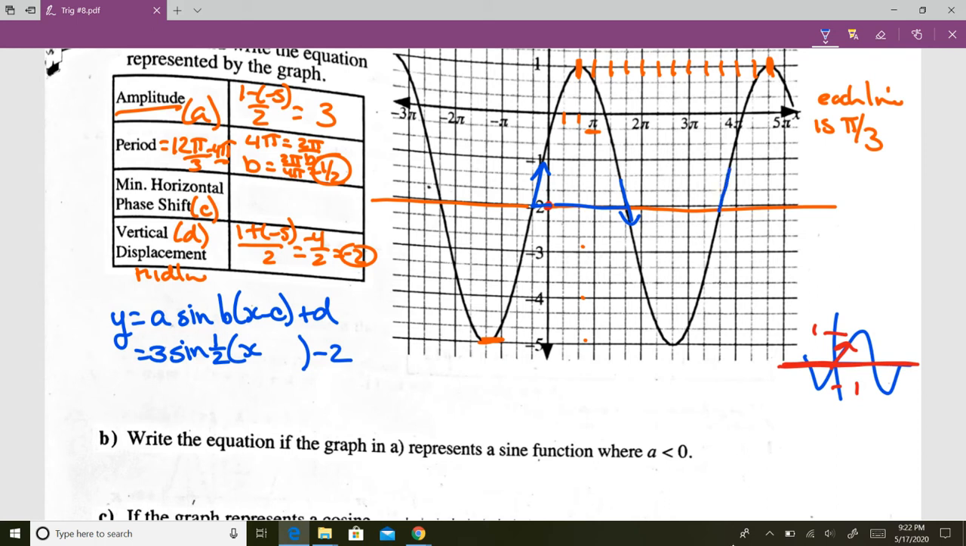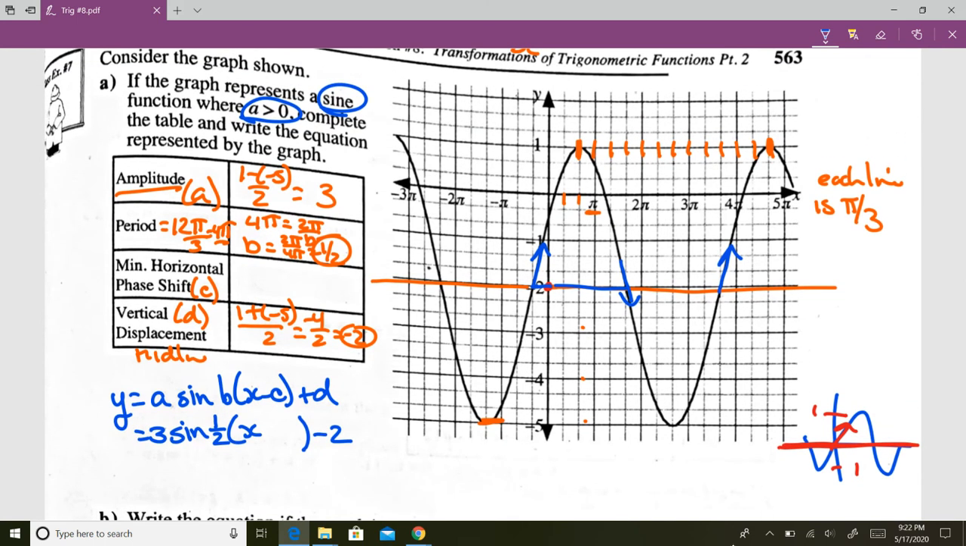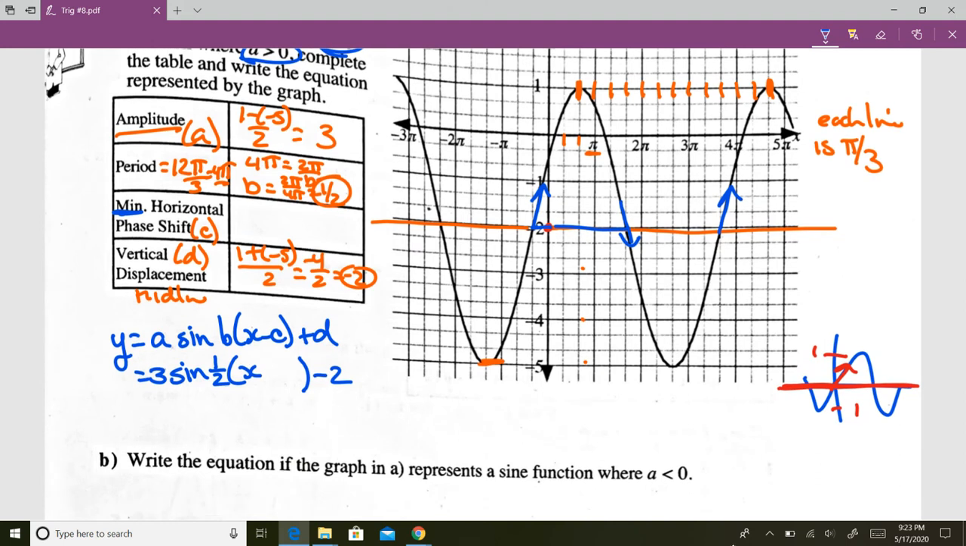Could use this one because it is rising, but they want the minimum horizontal. So you always want the closest one, which is going to be this one. Well, that's 1 unit left. What's each line worth? Pi over 3. C value is negative pi over 3, which means this is plus pi over 3.